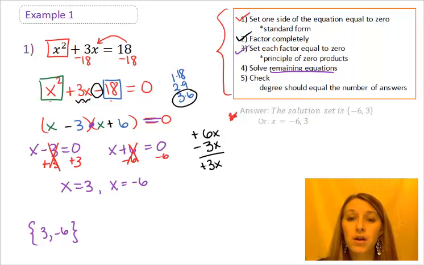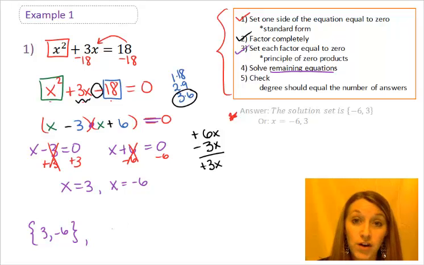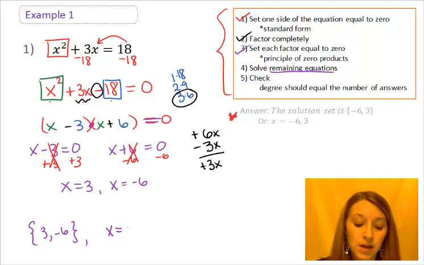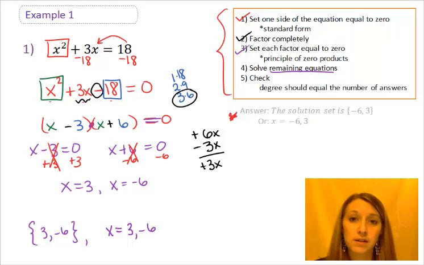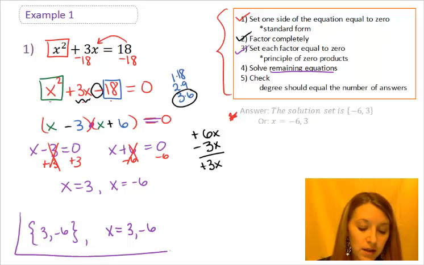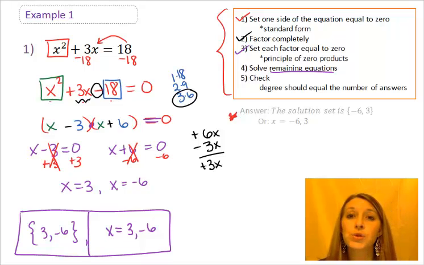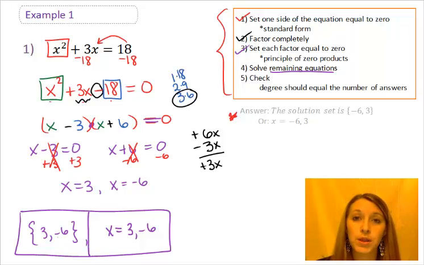Order does not matter. The other way it might ask you for your answers is it might ask you what your variable, in this problem specifically, what does x equal? If it asks for that, you do not need to input your answers in braces. You just need to list them down with commas in between, 3 or negative 6. So, again, one of these 2 ways is going to be the answers. If it asks for the solution set, you need to put it in braces. If it does not, you just need to put in your answers there.